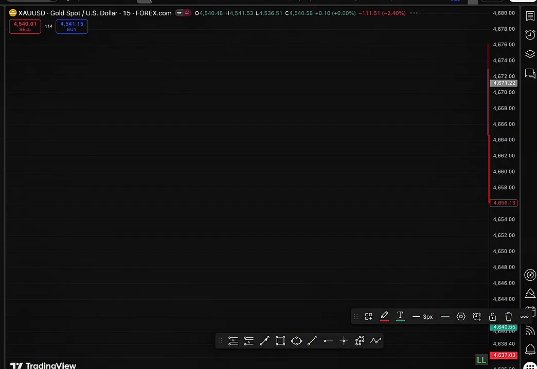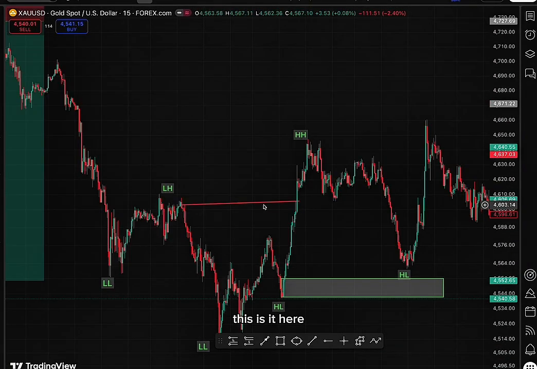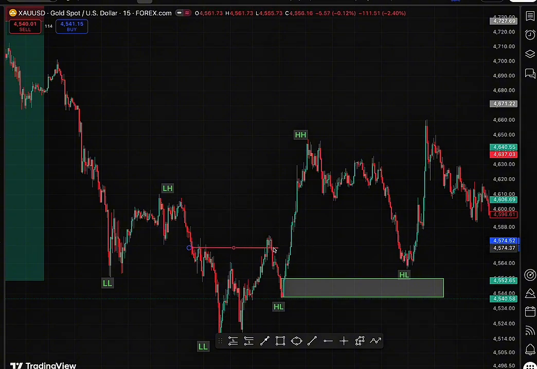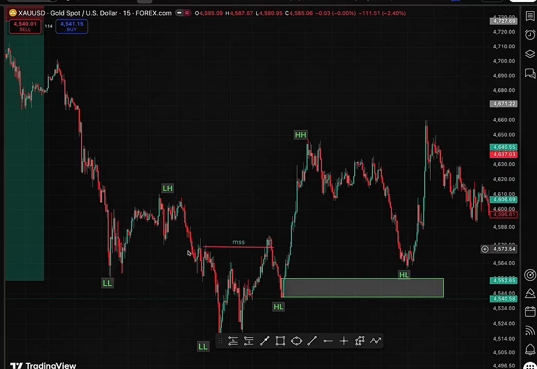Let me go lower. This is it here. This is the internal market structure shift. This is good enough. It was selling. Now there's a market structure shift.